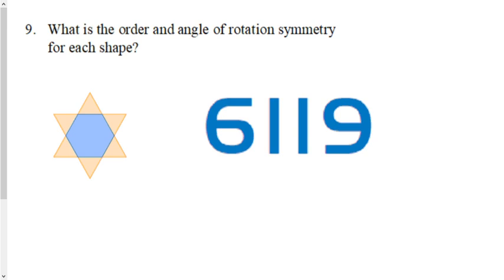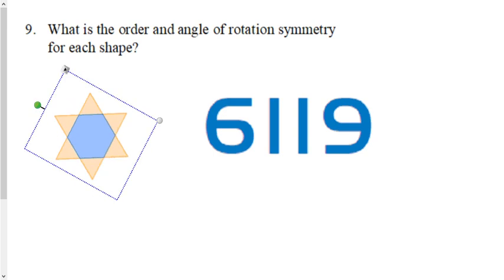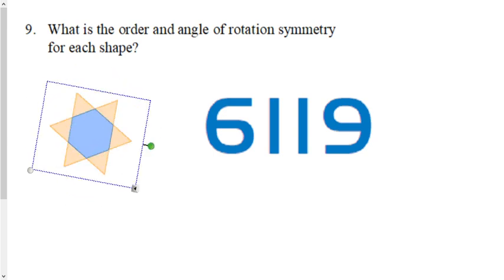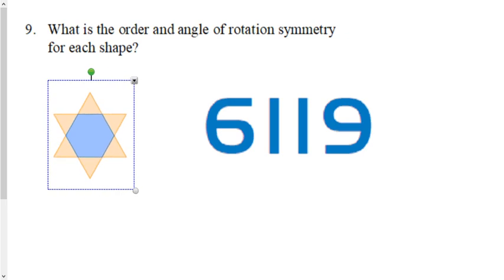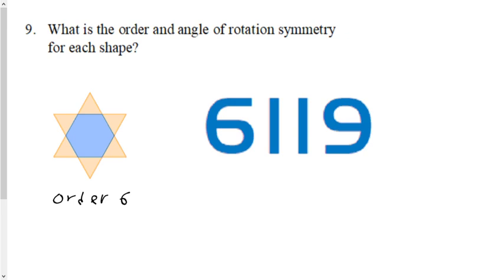The next question, 9, says what's the order of rotation and the angle of rotation? So the order of rotation, how many times does it appear as itself? So it's once, twice, 3 times, 4 times, 5 times, 6 times in one rotation. So the order is 6. And the angle is 360 divided by 6, or 60 degrees.